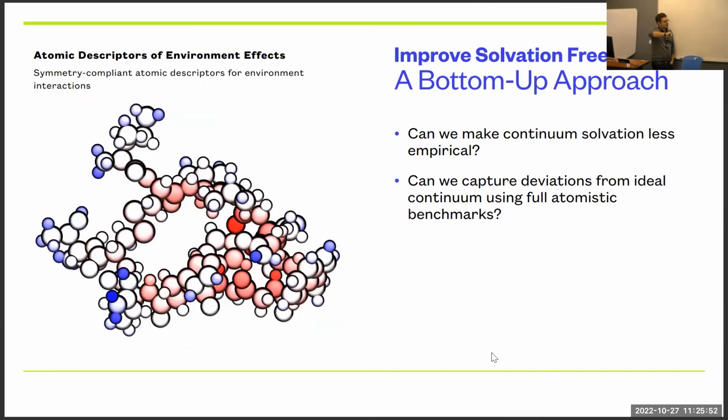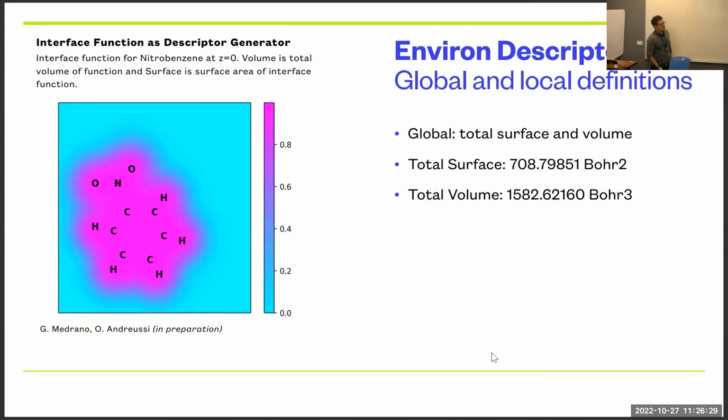And we would also like to improve solvation using a more bottom-up approach. So can we make a continuum solvation a bit less empirical? Or better, can we capture the deviation from an ideal continuum using full atomistic benchmarks? This is more related to, say, machine learning or regression, going from more accurate simulations to simulations that have fewer degrees of freedom. So we have introduced a set of atomic descriptors that depend on how close each atom is to the environment. We need some symmetries to be preserved, so we need these descriptors to be rotationally invariant, translationally invariant, and permutationally invariant.